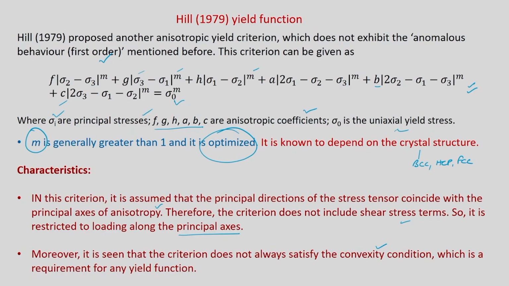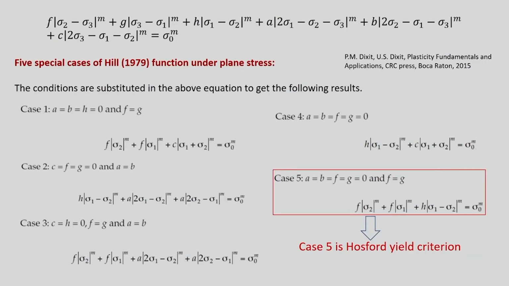So, your yield locus has to be convex at every point in the yield locus, right. That condition is not satisfied by this criterion sometimes. That is what is said. These are two important characteristics of this particular yield function. So, some cases we quickly discuss.